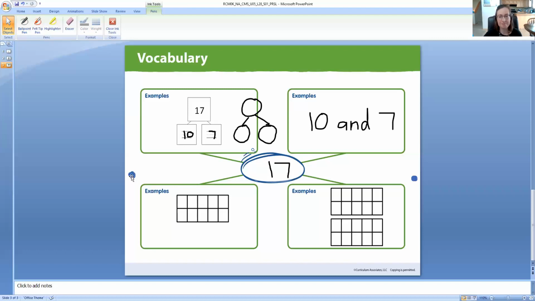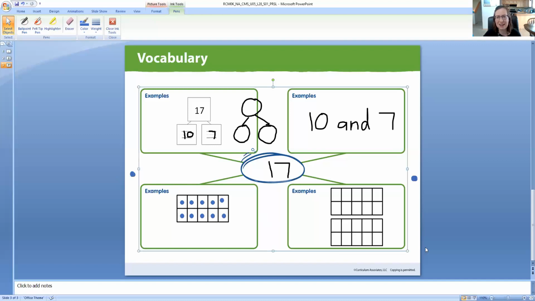Another way I can do it is by showing it with a 10 frame. 10 frame, 17. We've been saying 10 and 7. That tells me my 10 frame is going to be full of 10. So I'm going to pull 10 over here. Here's my first group of 10. So you are going to have to draw your 10 frame. Just draw 10 boxes that are connected.